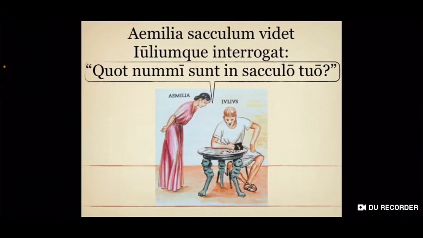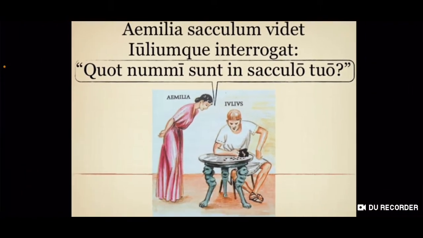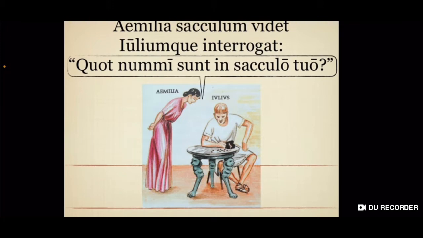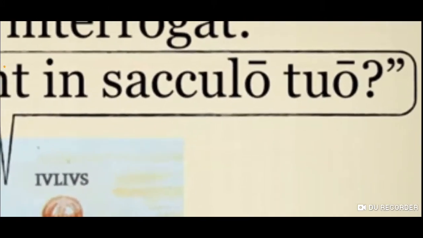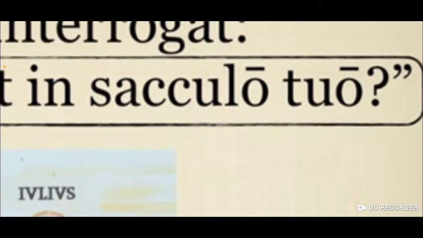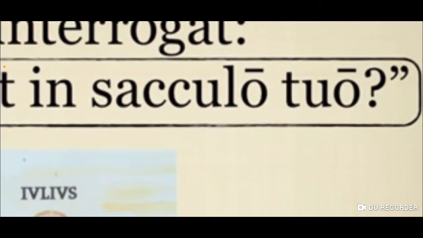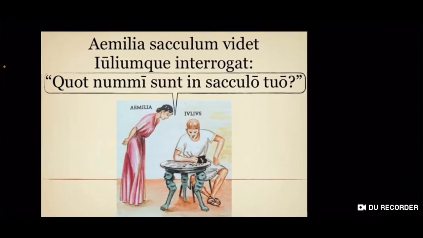Aemilia saculum videt Juliumque interrogat. Aemilia looks at the sack and asks Julius, quot nummi sunt in saculo tuo? How many coins are in your sack? And also the adjective your. Your sack. So it takes on the same form as sack, or anything that it is attached to. In saculo tuo.